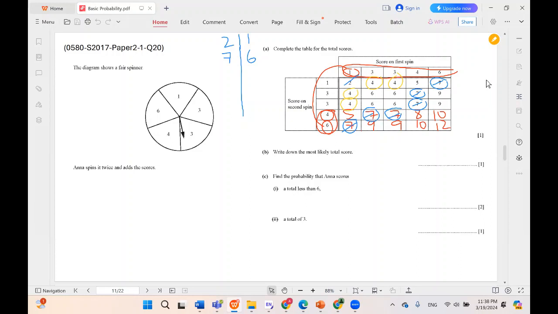So for the number 4, we saw that 4 times, and again, we can cross it out. For the number 5, we saw that twice. So the 5 appeared twice. And then for the number 6, we have 1, 2, 3, 4. So the number 6 appeared 4 times.